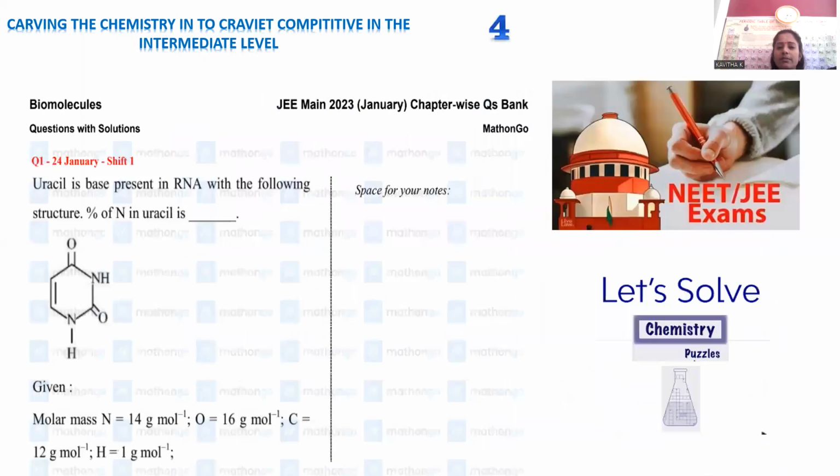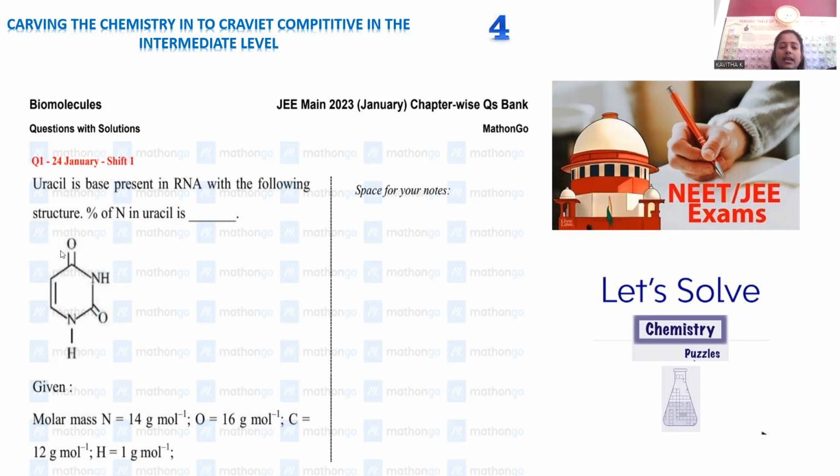Move on to question number 4. Uracil is the base present in RNA with the following structure. What is the percentage of nitrogen in the uracil? So DNA bases and RNA bases vary only in the uracil content. RNA contains uracil, DNA contains thymine. Okay, so that is the only difference. The remainder of RNA entirely resembles DNA.